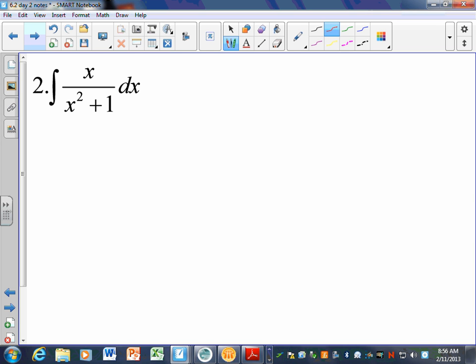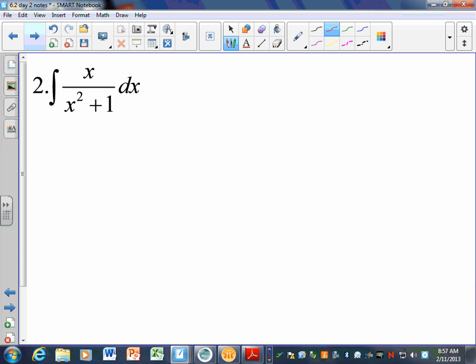So what do you think on this one? I kind of just gave you a hint on this one. What do you think would be my u value? Yeah, that's a good place to start, is start with the bottom. Sometimes you pick your u value and it doesn't work. How do you know it doesn't work? If you can't get that du to match up so that maybe you only have to put a number in, then that's how you know that your u is wrong.